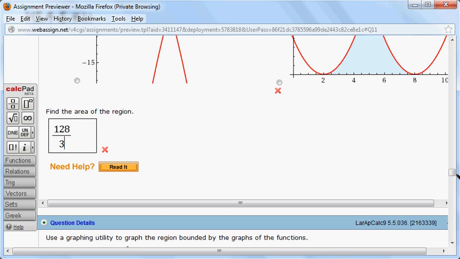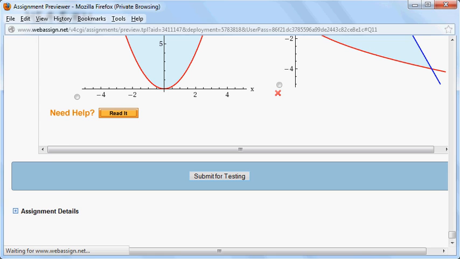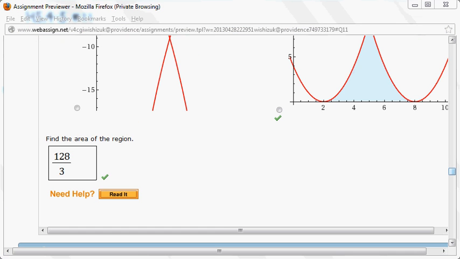So let's check the answer. So we came back and it looks like we got these guys correctly. That's it. I hope that this was clear.